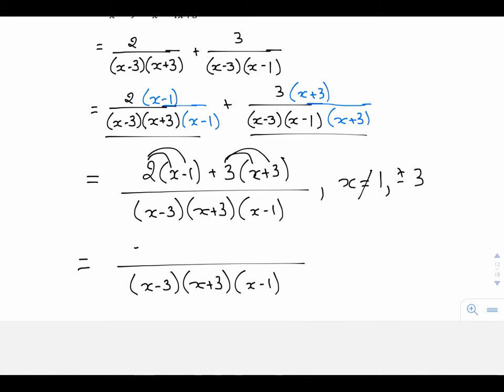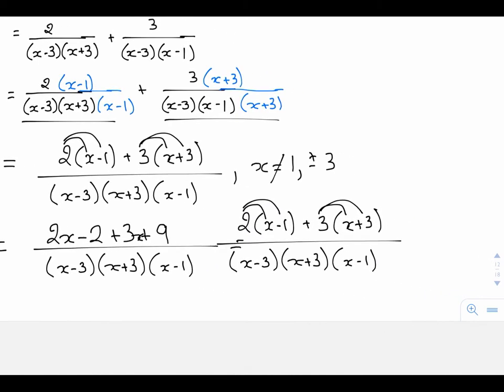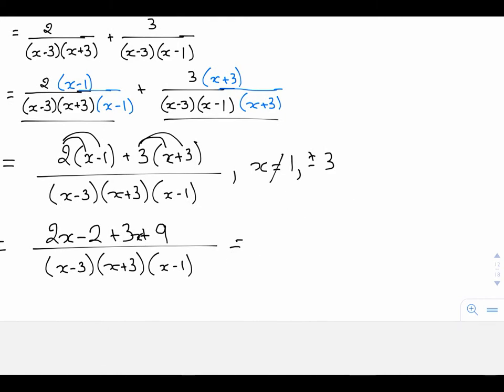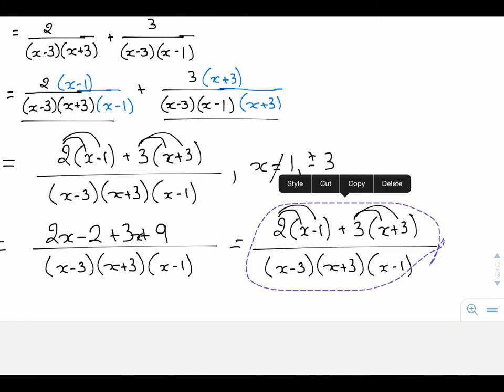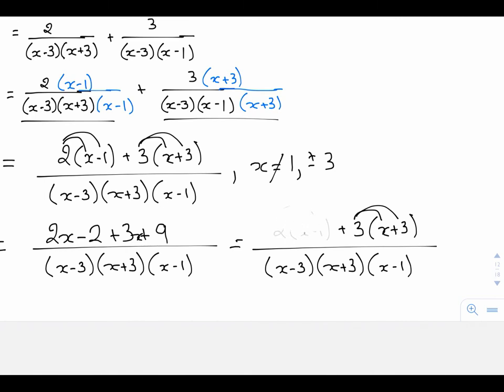So what do I have? I have 2x minus 2 plus 3x plus 9. Like terms, well, the 2x and the 3x combine to give me 5x. So one last time, let me paste this over here. Again, I'm going to delete my numerator. Denominator stays the same. So 2x and 3x gives me 5x. And -2 and +9 gives me plus 7.